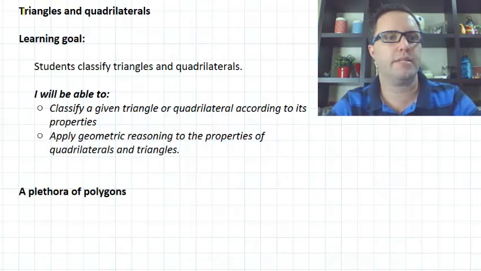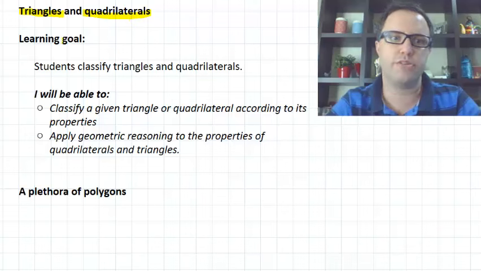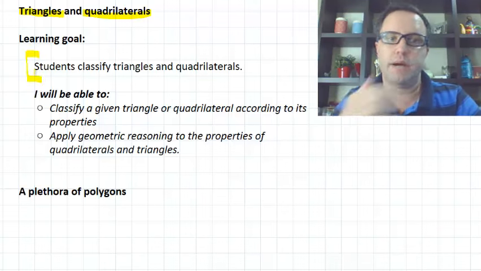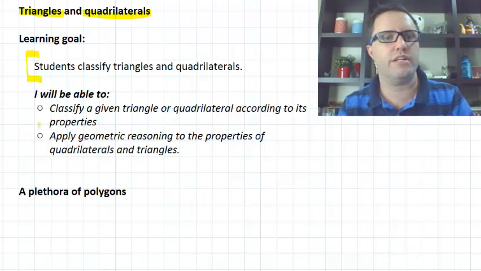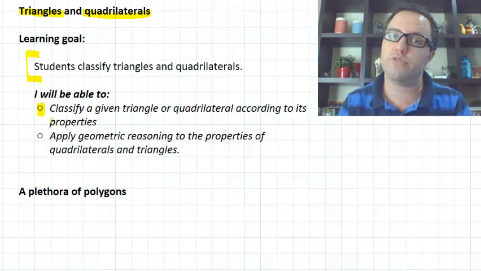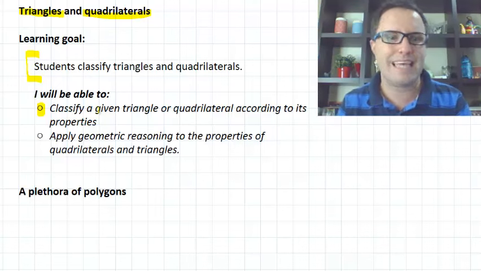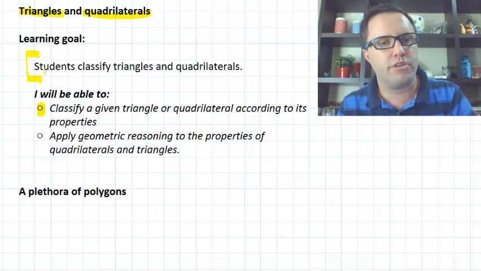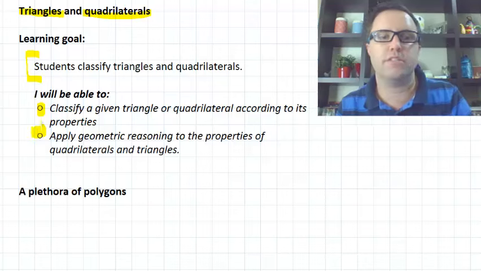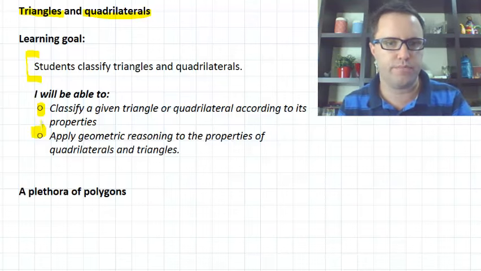Today we're sort of upscaling now into looking specifically at triangles and quadrilaterals. Our learning goal is that you should be able to classify triangles and quadrilaterals, and at the end of this you'll want to be able to classify a given triangle or quadrilateral according to the different properties it has, and then apply some geometric reasoning to the properties of quadrilaterals and triangles.